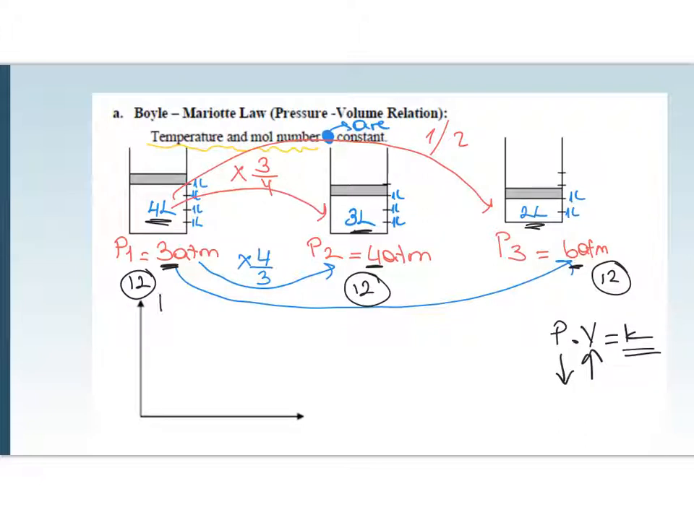So what kind of graph would you have? It is going to be an inverse ratio graph, and it's going to be like this. If you would like to formalize this relation, you can write it as pressure 1 times volume 1 equals pressure 2 times volume 2.